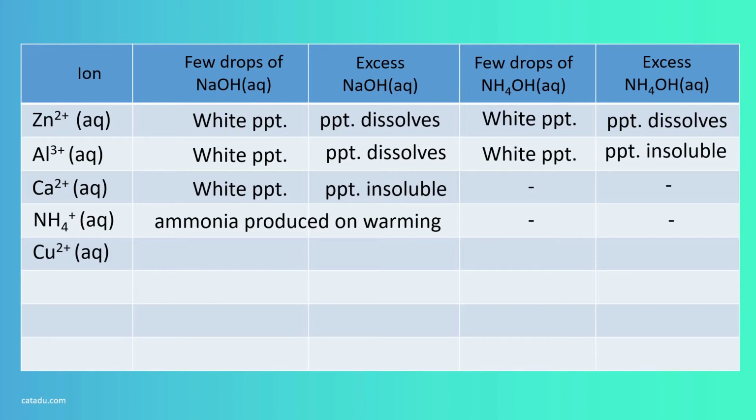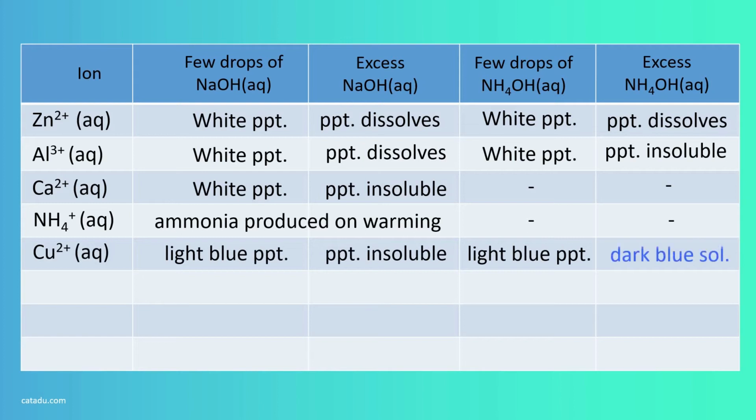Copper ion is a colored solution, a blue colored solution. If you add few drops of sodium hydroxide, light blue precipitate of copper 2 hydroxide, adding excess, precipitate insoluble. Few drops of aqueous ammonia for copper, we get a light blue precipitate. In the excess, a dark blue solution.